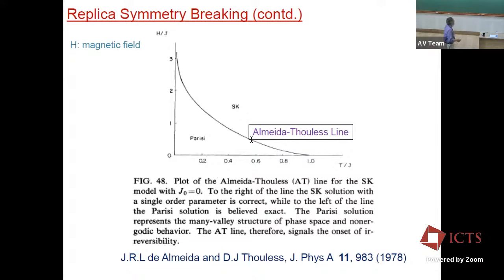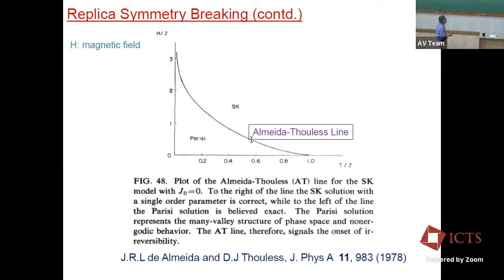And again, it's not just for this model, it's for the model where they have also put in an external magnetic field, which couples to the sigmas. So what I am talking about is when this field is equal to 0. And here, of course, T by J equal to 1 is the transition point. So above this temperature, the system is in the paramagnetic phase. And one finds that as soon as you go to a lower temperature, one enters into this spin glass phase. And there, the replica symmetric solution is no longer the correct one.